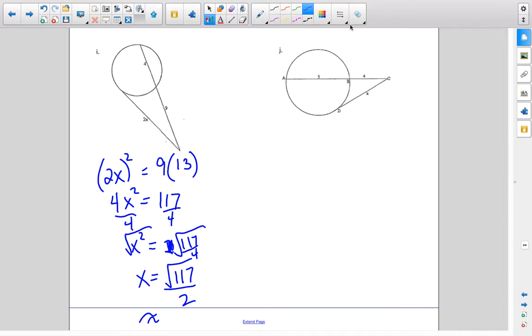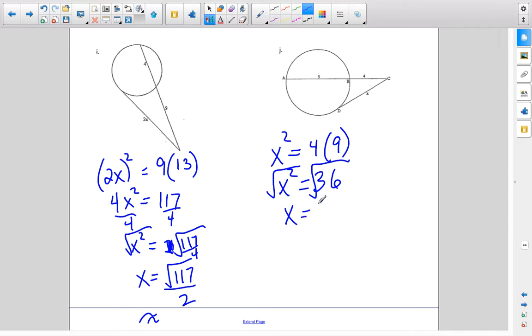Okay, on J, we have a tangent and we have a secant segment. So on J, we're going to square our tangent, which has a length of x, and that will equal the outside, 4, times the total, which is 4 plus 5, 9. So we know x squared equals 36, and taking the square root of both sides, x will equal 6.